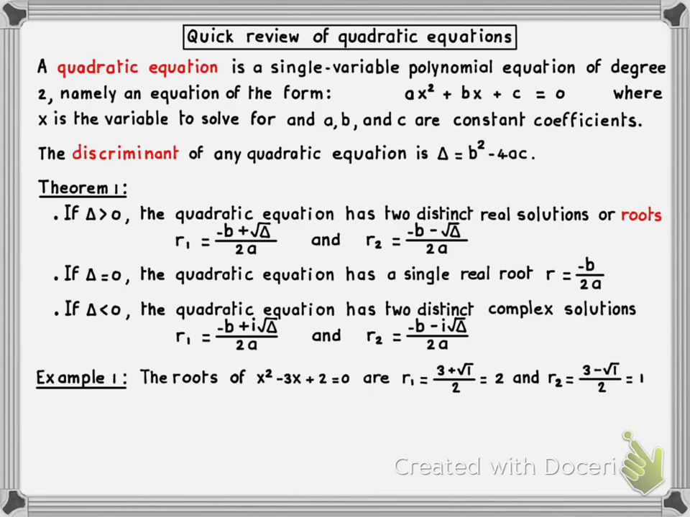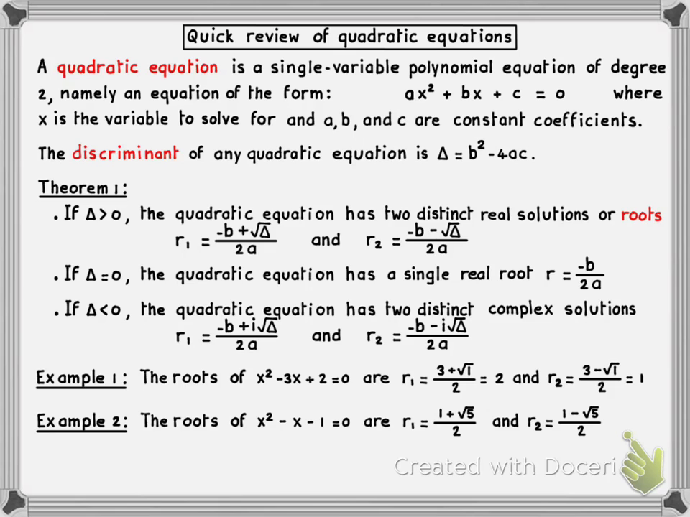Now let's look at a second example. This time the equation is x squared minus x minus 1. A is 1, b is minus 1, c is minus 1. So delta is b squared, or minus 1 squared, or 1, minus 4 times 1 times minus 1, meaning plus 4. 1 plus 4 is 5. So here is the discriminant.